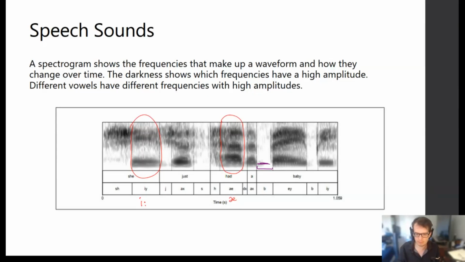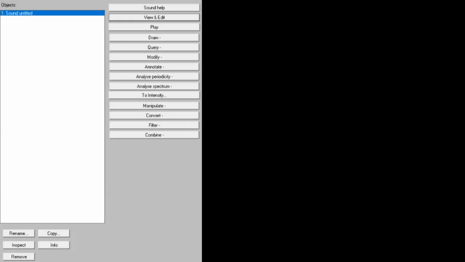So I have a program called Praat, and this program is free to download. So what we can do is we can record any word that we want. So I'm just going to record a quick sentence here. I went out last night. Okay, I'll save that to my list. And now I can view and edit this sound.